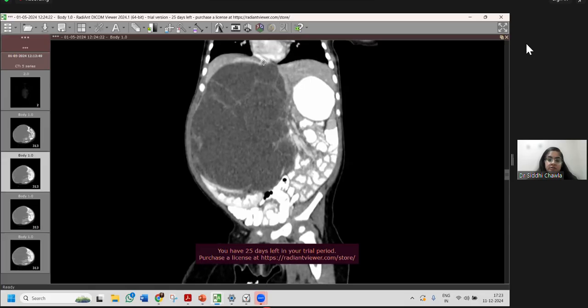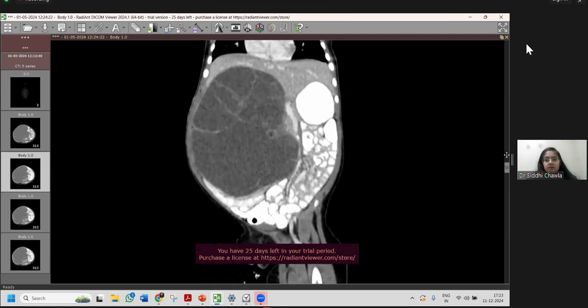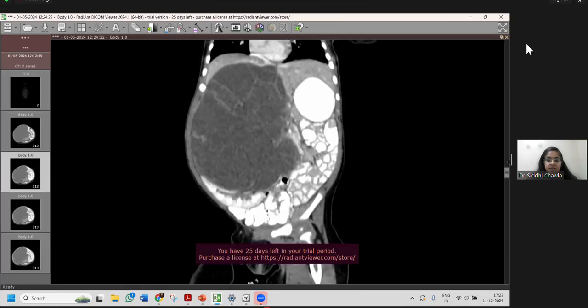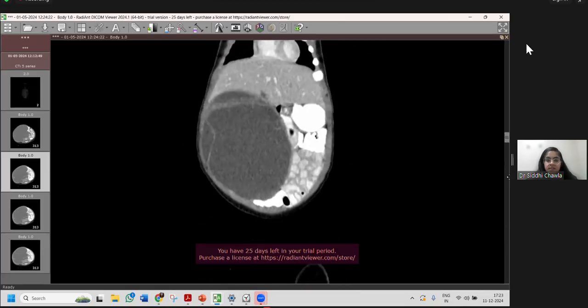What we are seeing is, you can see how this lesion is reaching up to the IVC, and you can see the capsule of the lesion is almost continuous with that of the liver. So that is how we concluded that we are dealing with a mass lesion which is not arising from the kidney and is arising from the liver.